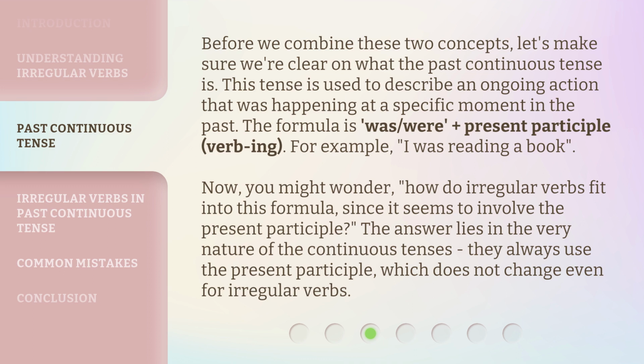Now, you might wonder, how do irregular verbs fit into this formula, since it seems to involve the present participle? The answer lies in the very nature of the continuous tenses. They always use the present participle, which does not change even for irregular verbs.